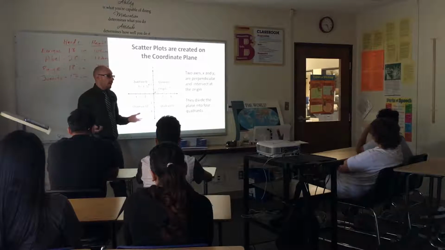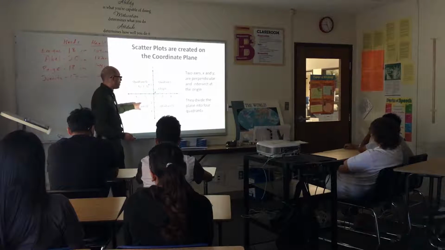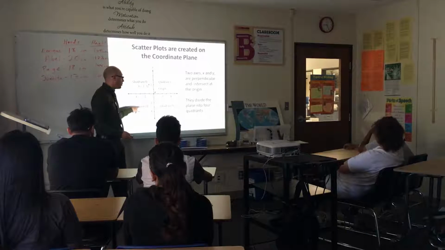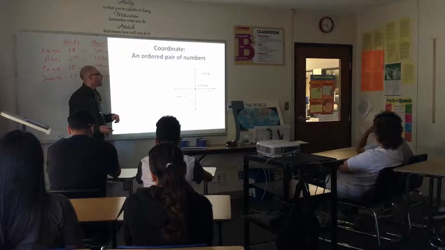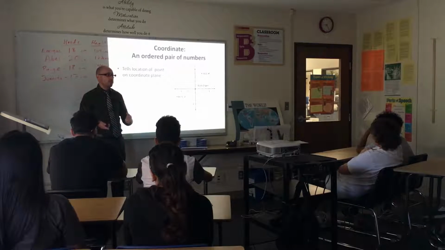I don't know who picked and why, but they put number 1 up here where all the positives are, and then they went counterclockwise from there. So 1, 2, 3, and 4. To find those points, we use what's called an ordered pair.